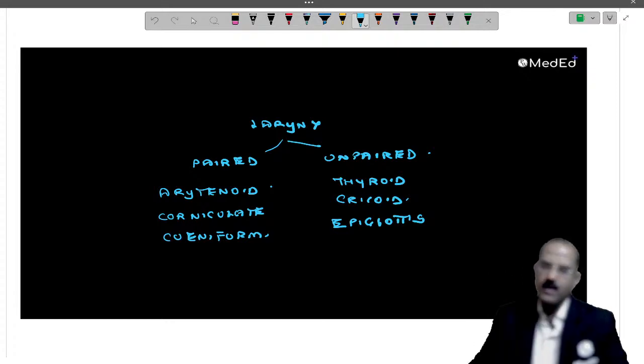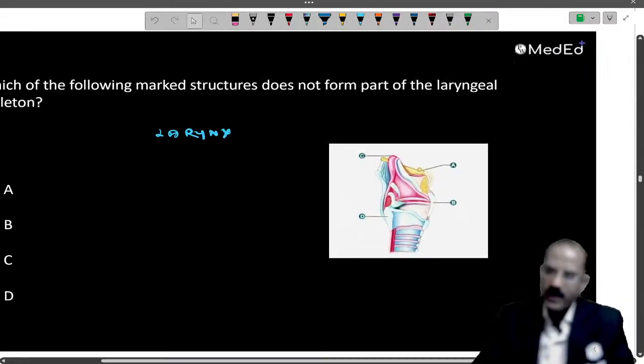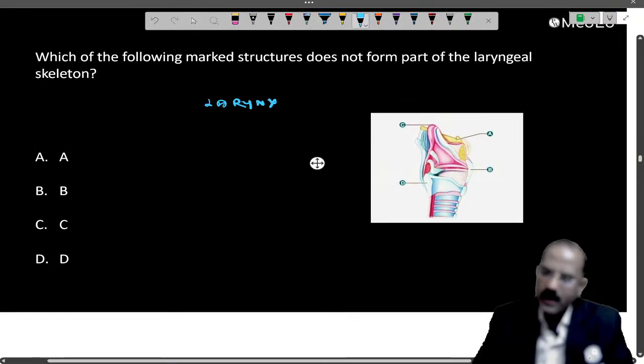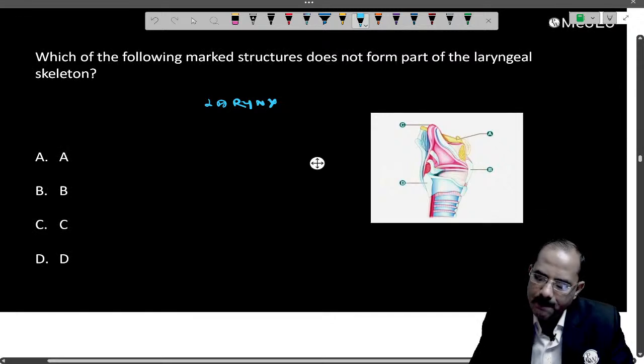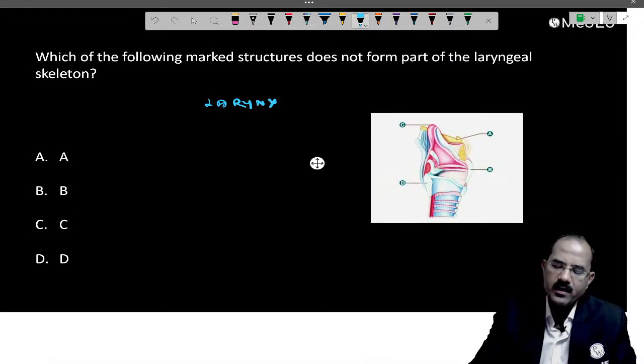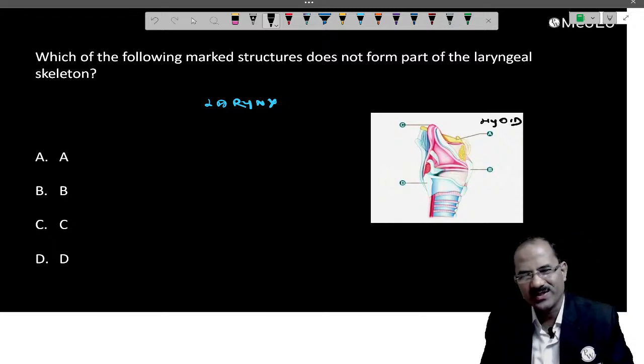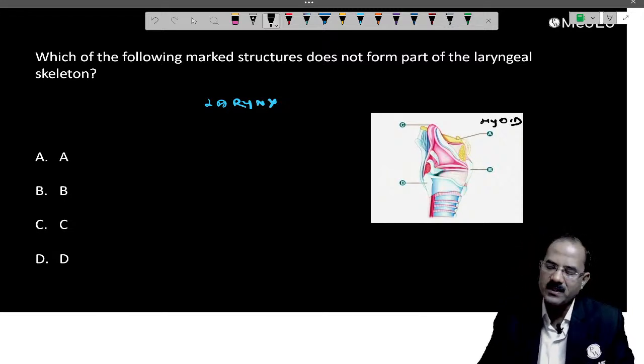Perfect, children? Okay, so these are the cartilages of the larynx. Have a look, identify this. Number A. What is this? A is the hyoid. So hyoid is not a cartilage of the larynx. No, it's not a cartilage of the larynx.